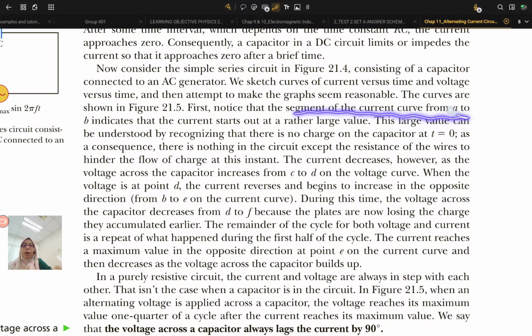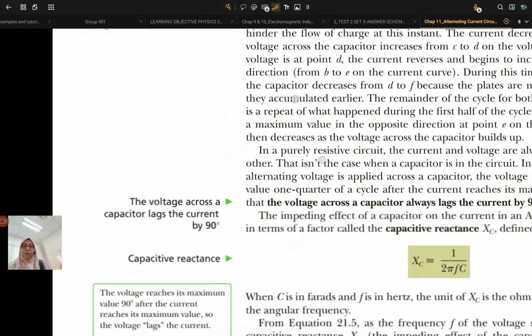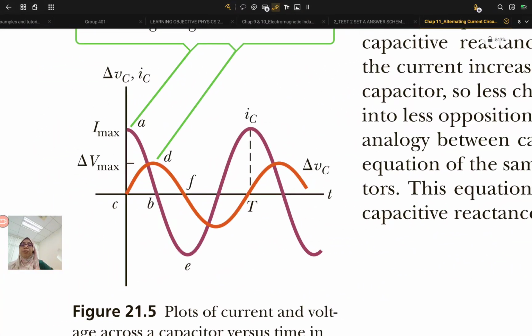It says here, when time is 0, there is still no charge on the capacitor, which is the reason why current can flow effortlessly, without interruption. There is no obstruction for the current to pass. However, go back to the graph. When the maximum voltage occurs over here, the current turns out to be 0. So you need to remember the concept. V maximum, I zero. I maximum, V zero. They are vice versa of one another because of the behavior of the capacitor itself.